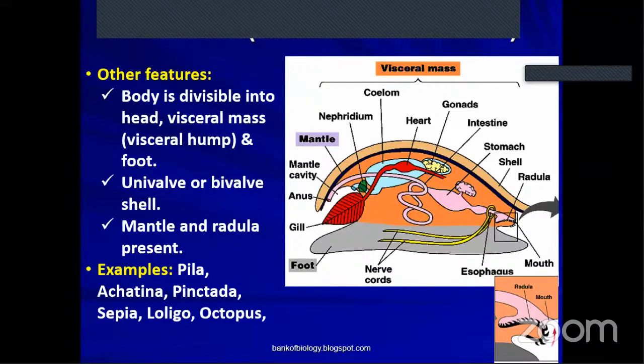Mantle and radula present. So what is mantle? Mantle is a structure that will secrete the shell. Radula is an organ which will help in capturing the prey. It is a rasping structure. Examples are pila, acanthia, pinctata, sepia, loligo, and octopus. Take it down.